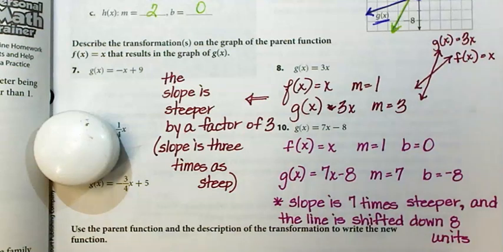And the last one we're going to look at is number 12. The instructions say to use the parent function and the description of the transformation to write a new function. So number 12 says transform the graph of f of x equals negative x plus 2 in such a way that it has the same steepness in the opposite direction. Okay, so first of all, no change in y-intercept.